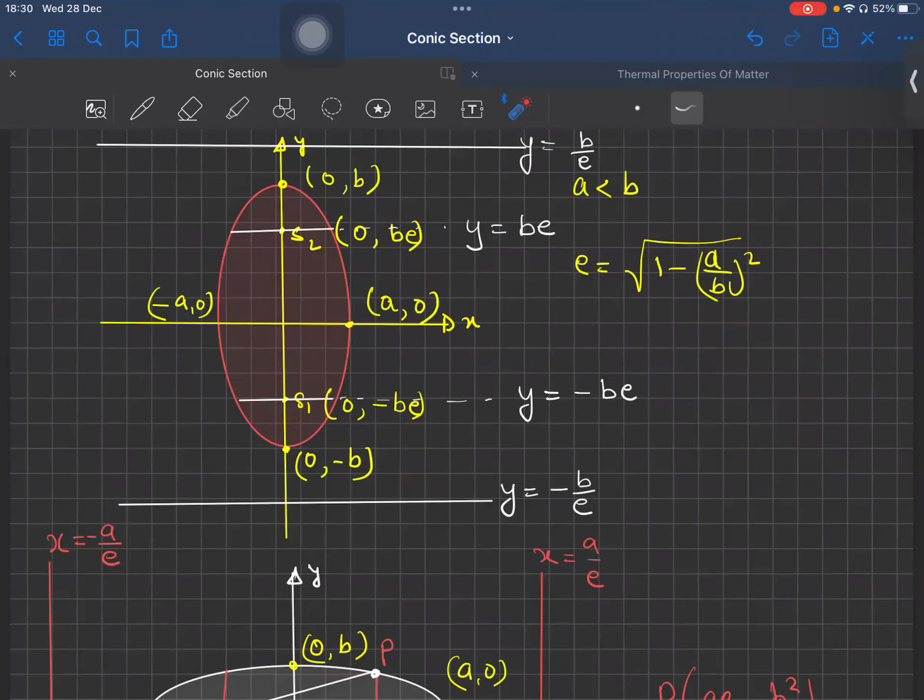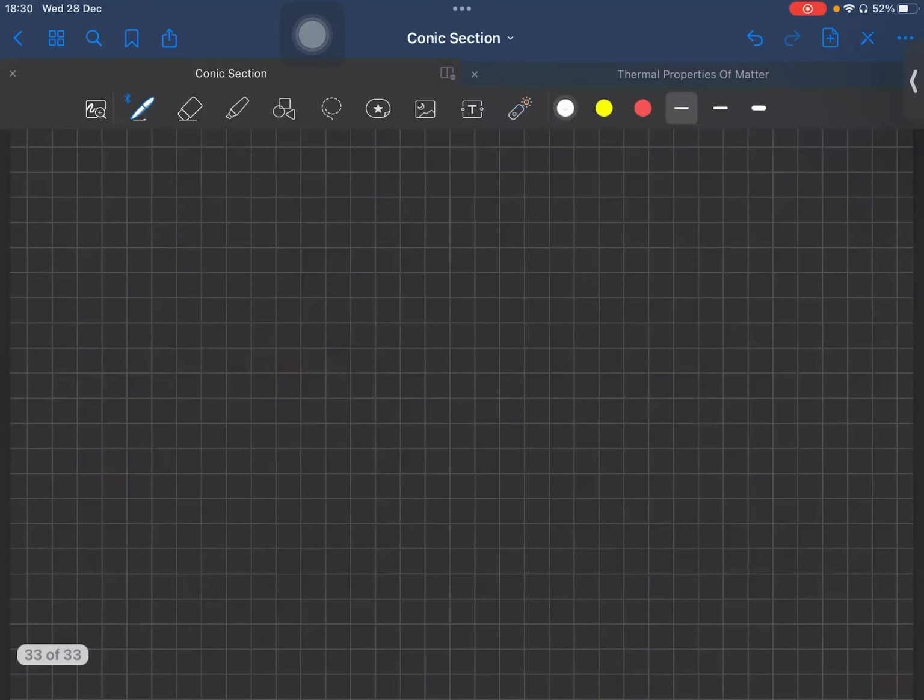See, the same thing will happen for this ellipse as well. You just join a line from the focus, say this triangle. Okay, right angle triangle. Anyway.